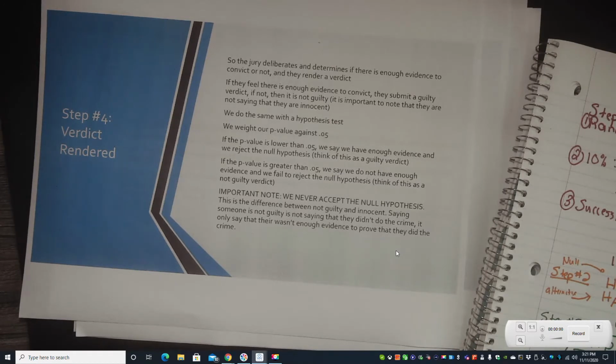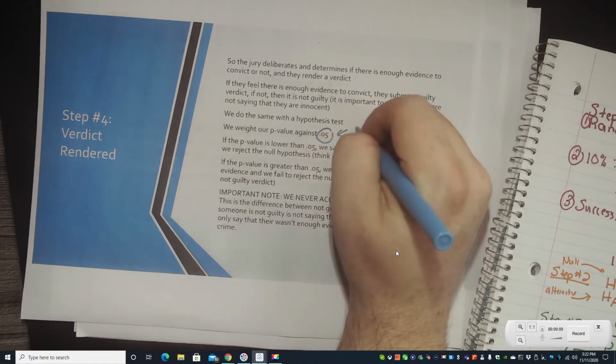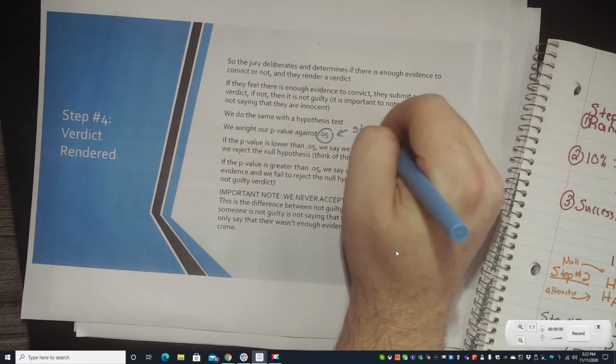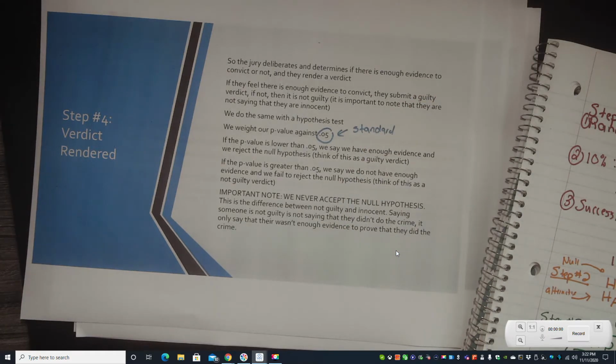render a verdict. If they feel that there's enough evidence to convict, they submit a guilty verdict. If not, then it's not guilty. It's important to note that they're not saying that they're innocent. We do this with a hypothesis test. So as a standard, we weigh this against 0.05. We're going to talk about why in a second, but that's what our standard is.